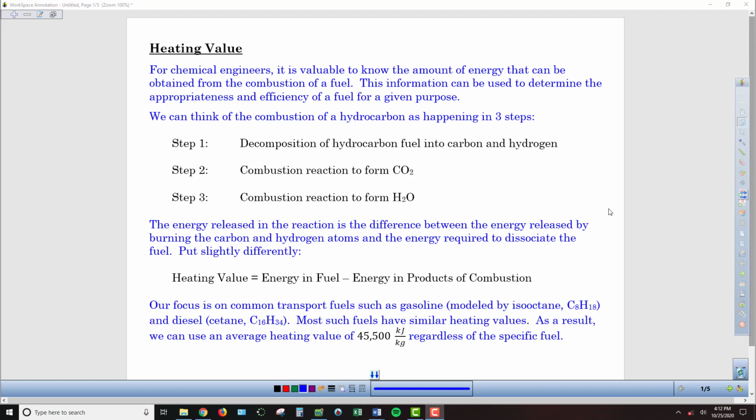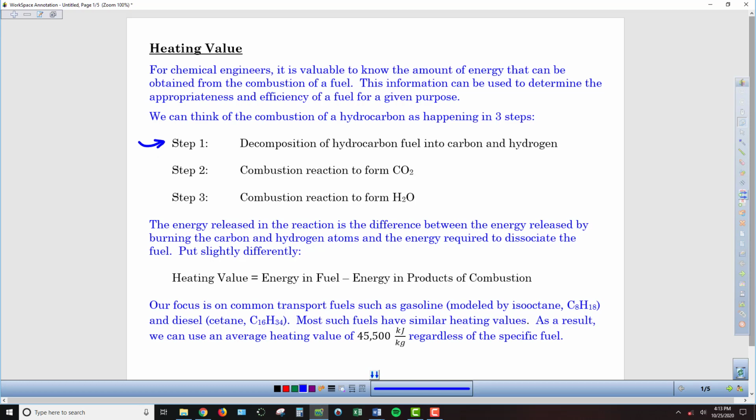So a key piece of information for chemical engineers is exactly how much energy can be derived from combusting a fuel. What is the energy that's available to us that we can harness to make use of in some mechanical form? So we need to think of combustion of a hydrocarbon as happening in 3 steps.